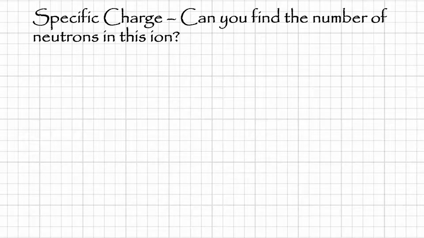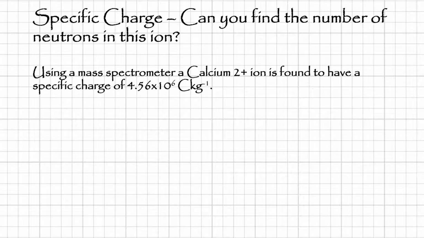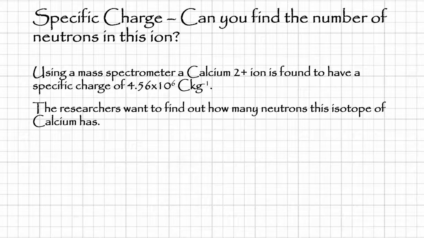Can you find the number of neutrons in this ion? Using a mass spectrometer, a calcium 2+ ion is found to have a specific charge of 4.56 times 10 to the 6th coulombs per kilogram. The researchers want to find out how many neutrons this isotope of calcium has.